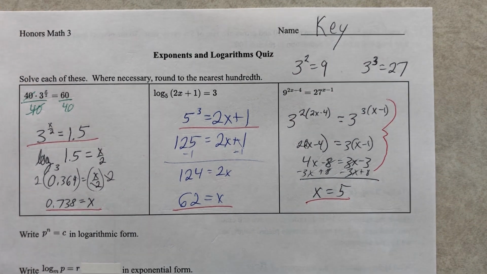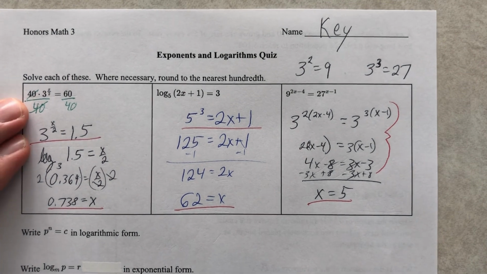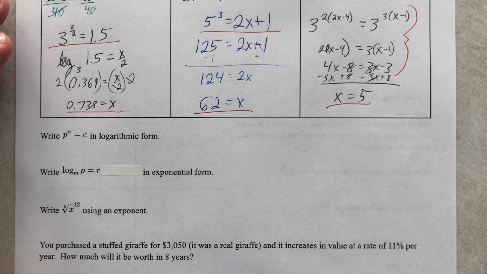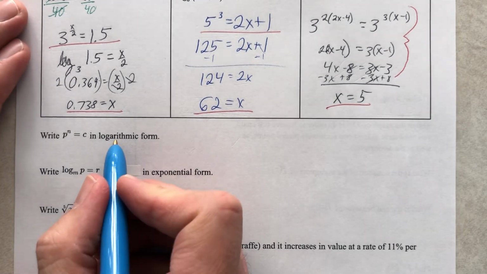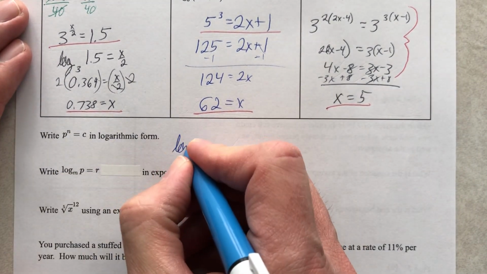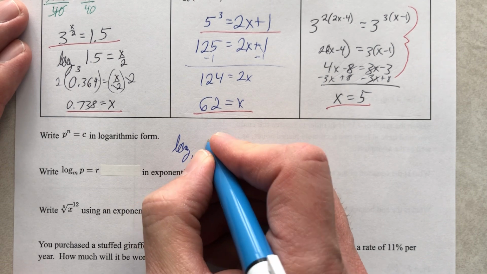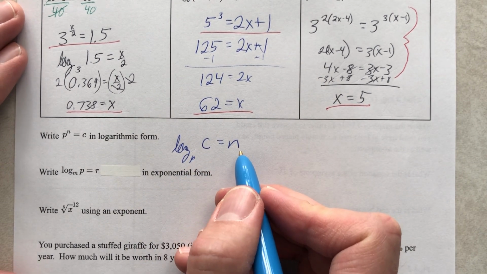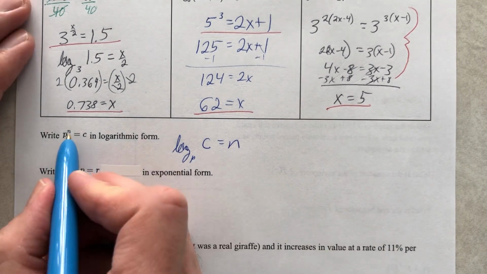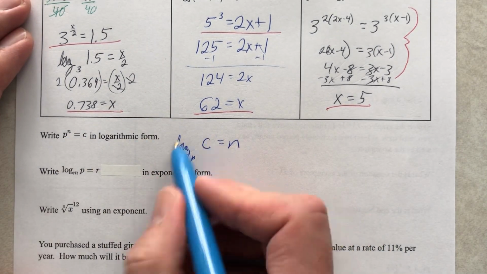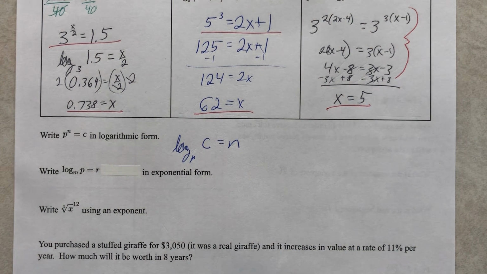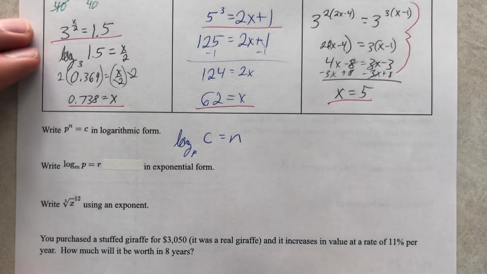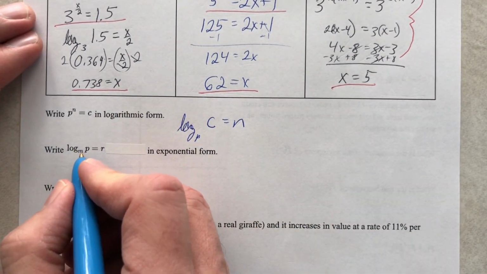Okay, the next 3 problems, it's just a matter of rewriting. You've got to know where the numbers go and the letters. That's it. So we're going to write p to the n equals c in logarithmic. This is exponential. Log base p of c equals n. N is the answer to the logarithmic. Let me rephrase that. The exponent is the answer to a logarithmic equation. It is the solution.